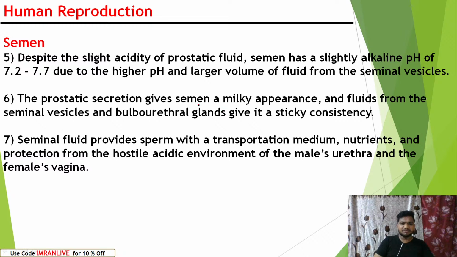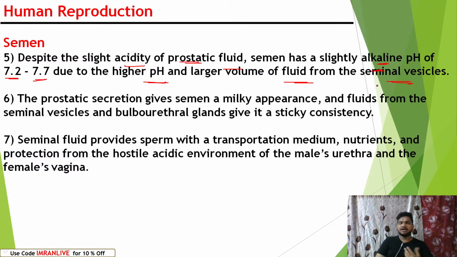Let's understand semen some more deeply. Despite the slight acidity of prostatic fluid, semen contains a slightly alkaline pH of about 7.2 to 7.7 due to the higher pH and large volume of fluid from the seminal vesicle.